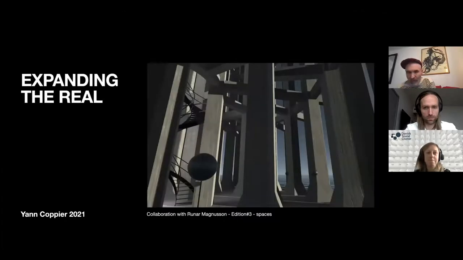So the next stage is what I call expanding the reel. In this case, I worked with Runar Magnusson, sound artist, on a project which we called Soft Fall. It's a big sound installation with 10 loudspeakers in a huge water tower. That's the one I was talking about before.